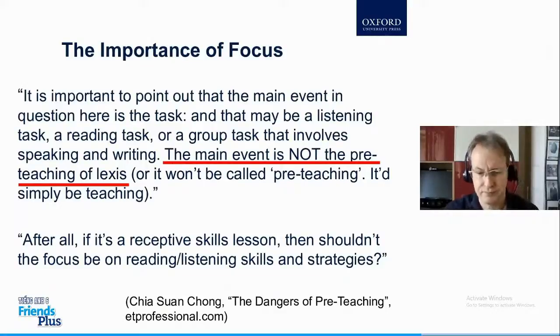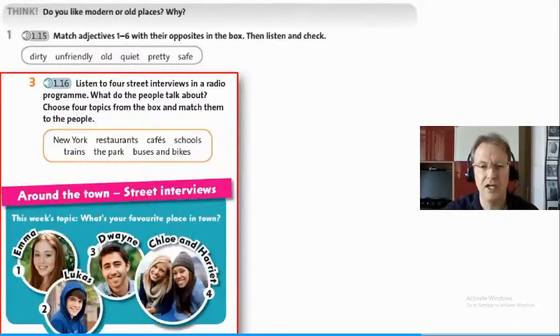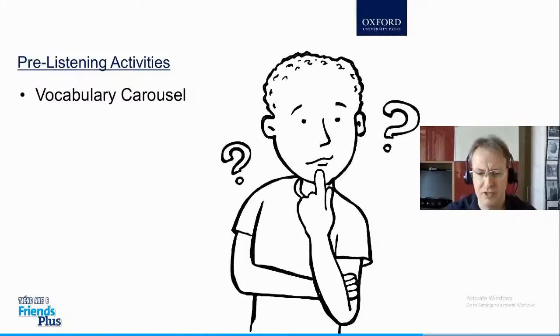Okay, so let's go on, and I'm going to again use this general listening activity from Unit 1 as my example. Our topic here is places, and about town. So here is a pre-listening activity for you. It's called Vocabulary Carousel. Now you might look at this and say, wait a second, this is a vocabulary activity. Yes, but we're going to turn it into a listening activity. So how does this work?